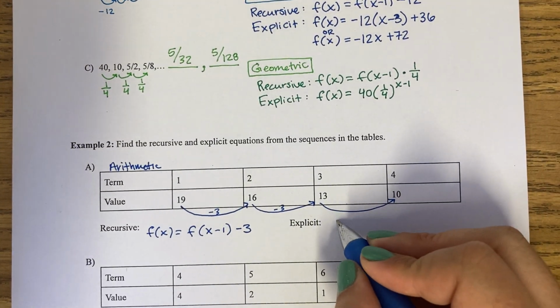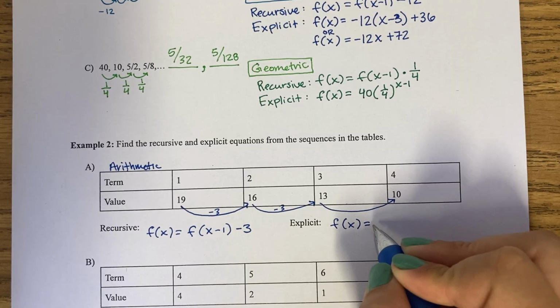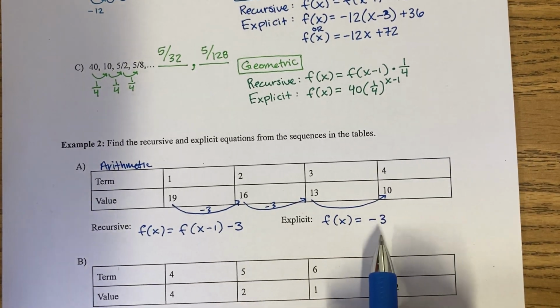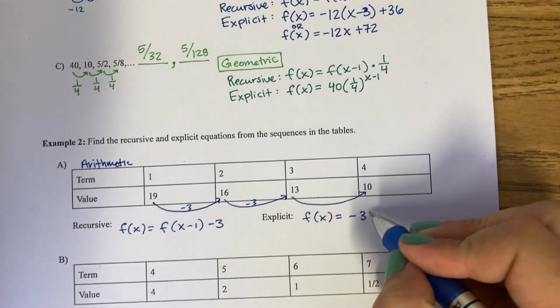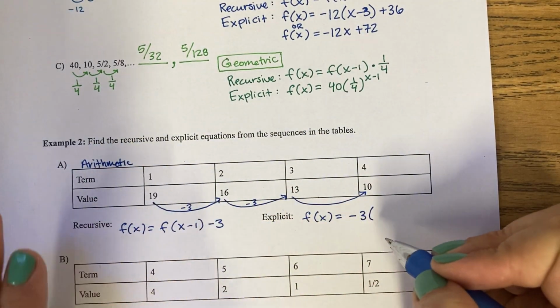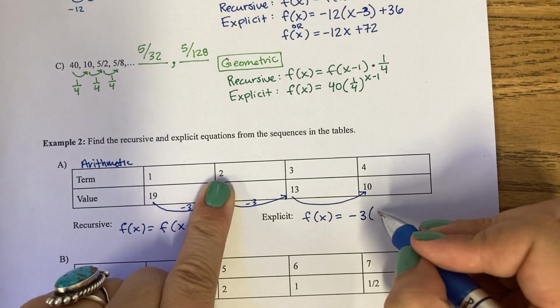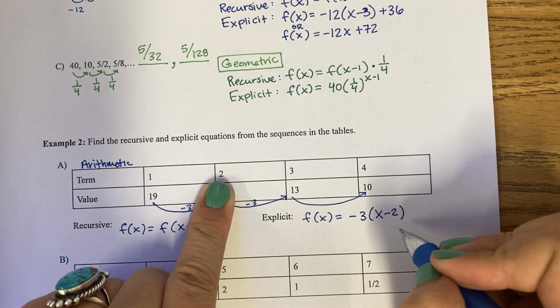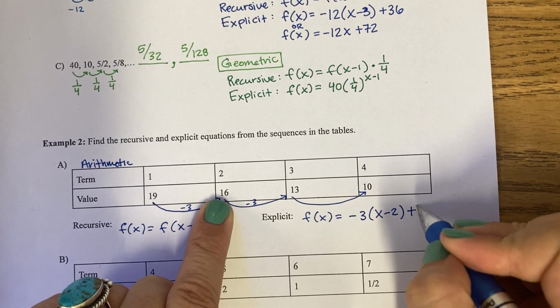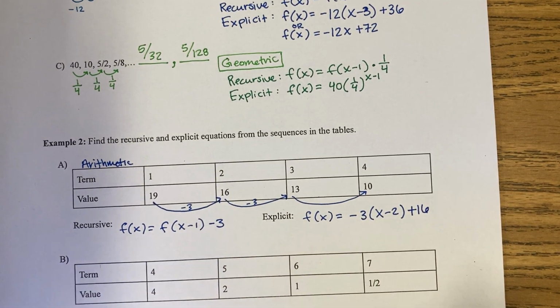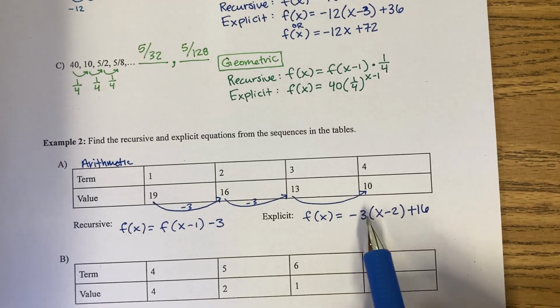Then the explicit, f of x equals my slope. It's subtracting 3 every step. And then I can pick any of these points. So I'm going to pick the second term. x minus 2, second term, would be plus 16. And that's my point slope form.